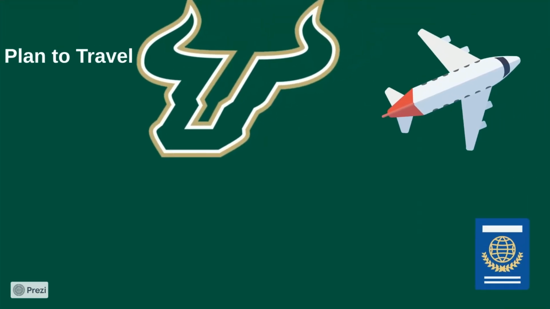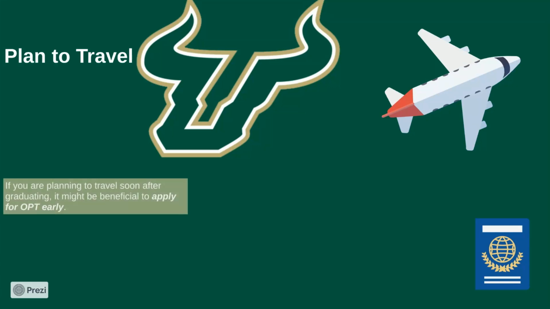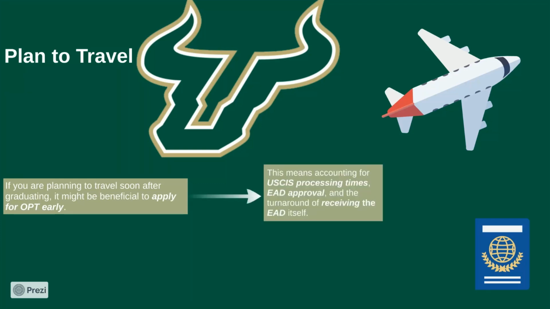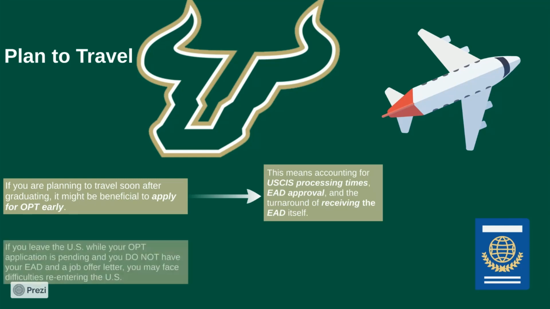If you plan to travel soon after graduation, you must apply for OPT before departing the U.S. If you leave the U.S. and do not apply, you will no longer be eligible to apply for OPT. If you plan to travel, it would be beneficial to apply for OPT early. This gives you more time to receive your EAD, considering USCIS processing times, EAD approval, and the turnaround of receiving the EAD itself.